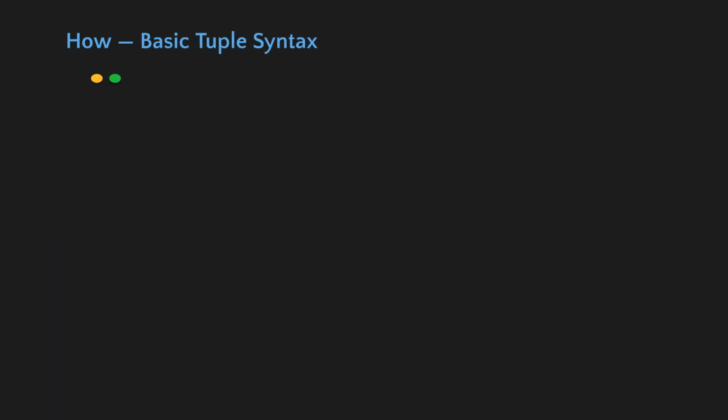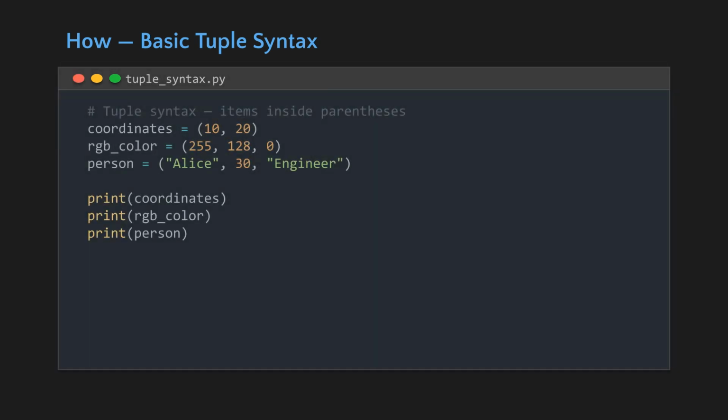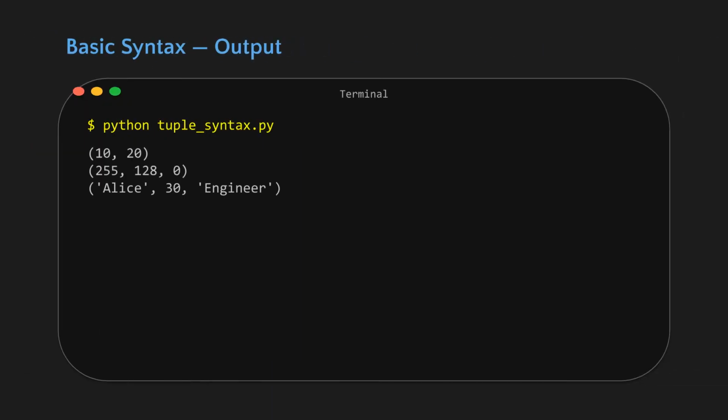Creating a tuple is simple. Enclose your items inside parentheses. Here we define tuples for coordinates, an RGB color, and a person's information, demonstrating how different data types can be stored. The output shows the three tuples printed, confirming their structure and content as defined by the basic syntax.